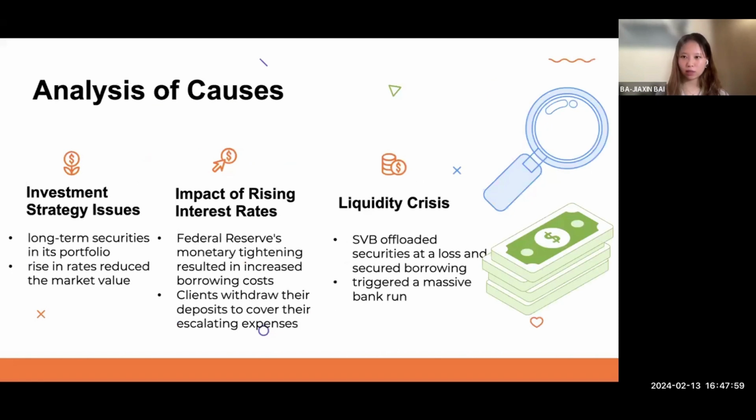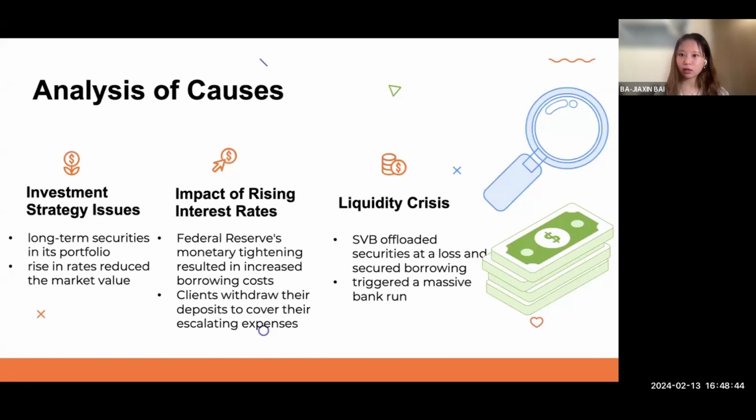After a deep study of the causes of this case, we found three closely related causes. The first one is SVB's investment strategy issues. SVB had a lot of long-term securities in its portfolio, which planted the fuse for the second cause. When rising interest rates occur, these long-term securities are hit hard, and it results in increased borrowing costs, which SVB can't hold up against in a really short time.